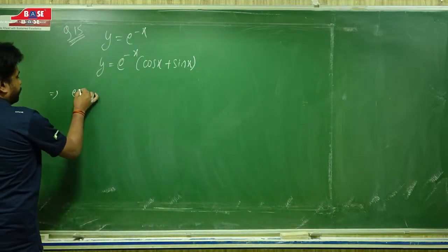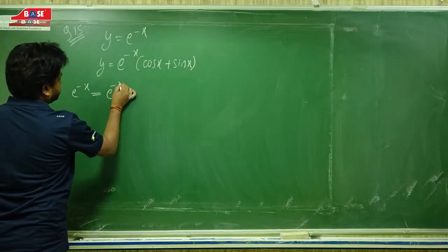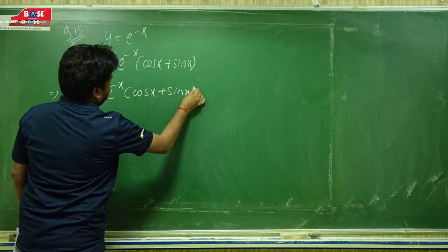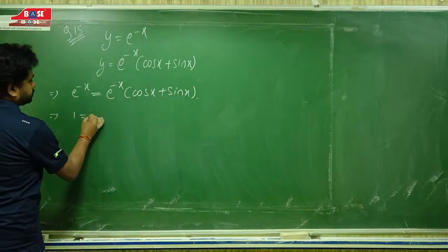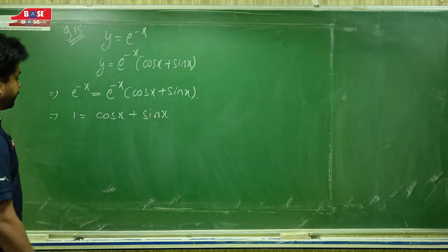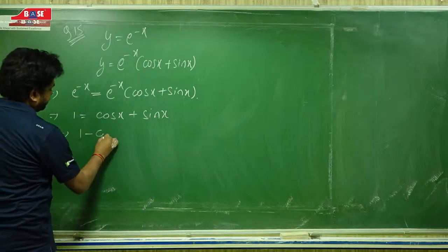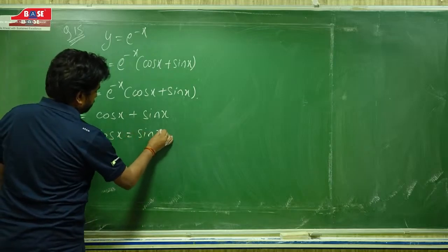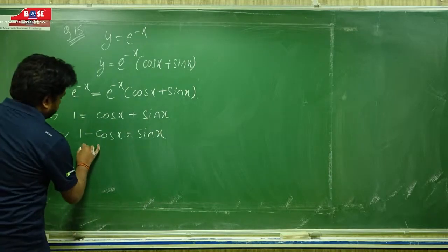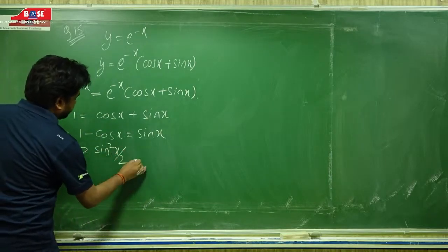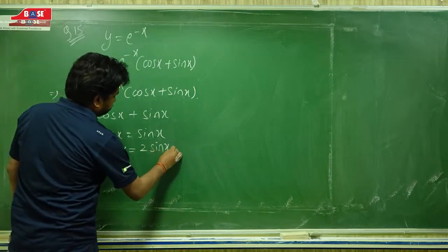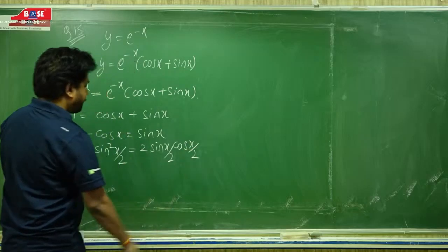If we try to find the point of intersection, e power minus x equals e power minus x (cos x plus sin x). So as you can see, we get 1 equals cos x plus sin x, right? Now we can transpose cos x to the other side, and we can write 1 minus cos x as 2 sin square x by 2, right? And similarly, we can write sin x as 2 sin x by 2 into cos x by 2, right?